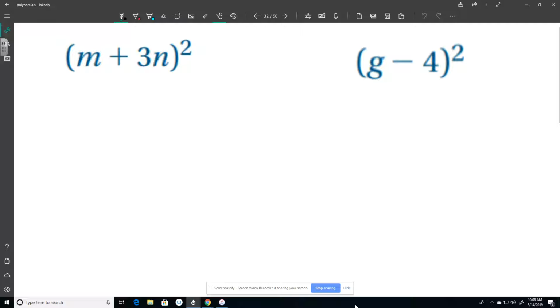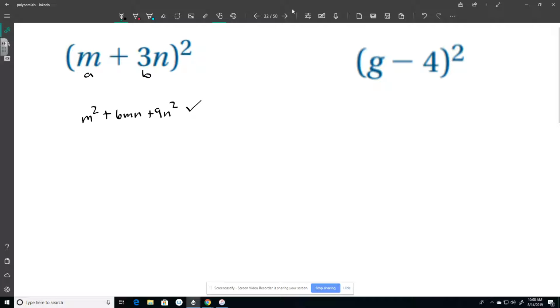this is the same parentheses being multiplied. So we're going to use that first set of shortcuts. This is my a, this is my b. So I just get m squared plus 2. Well, I'm not going to write it out. I take 2 multiplied by m, which is 2m, multiply it by this letter, 3n. So that becomes 6mn. And then I square the second one, which is 9n squared. That would be your final answer.